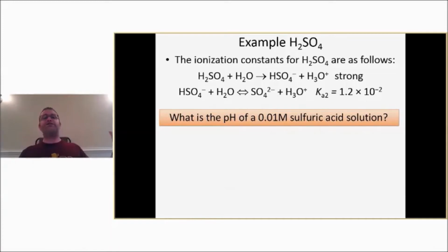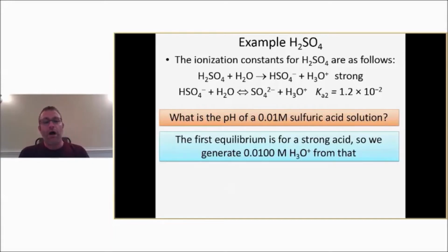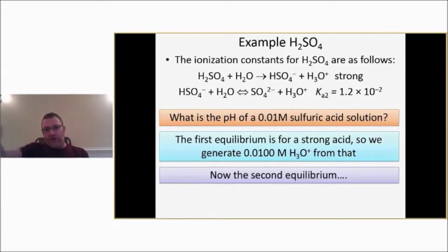So let's talk a little bit about H2SO4. What is the pH of a 0.01 molar sulfuric acid solution? Well, the first equilibrium is for a strong acid. So we generate 0.01 molar H3O+ from that. And we also generate 0.01 molar of the conjugate base, which is the bisulfate ion right here.